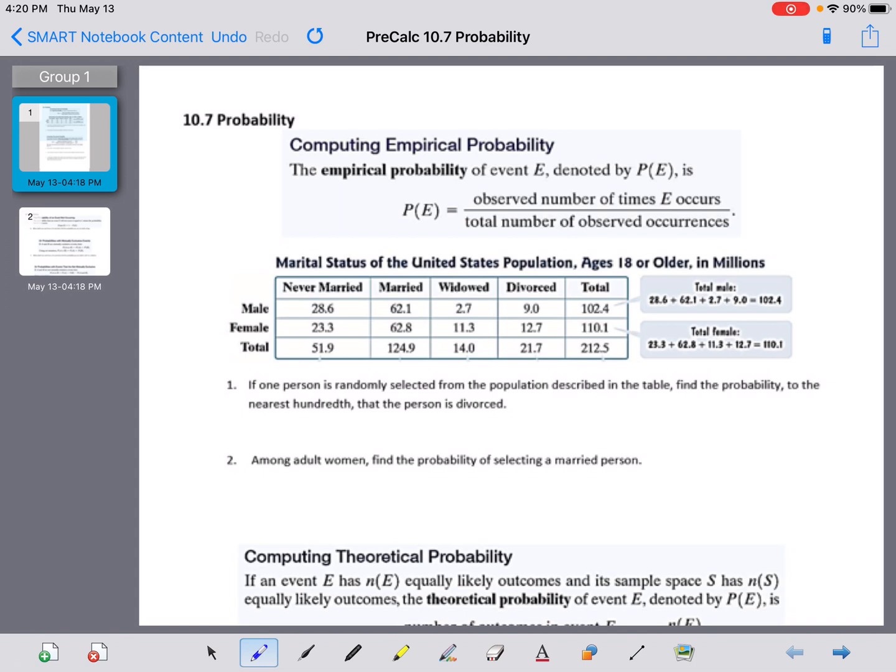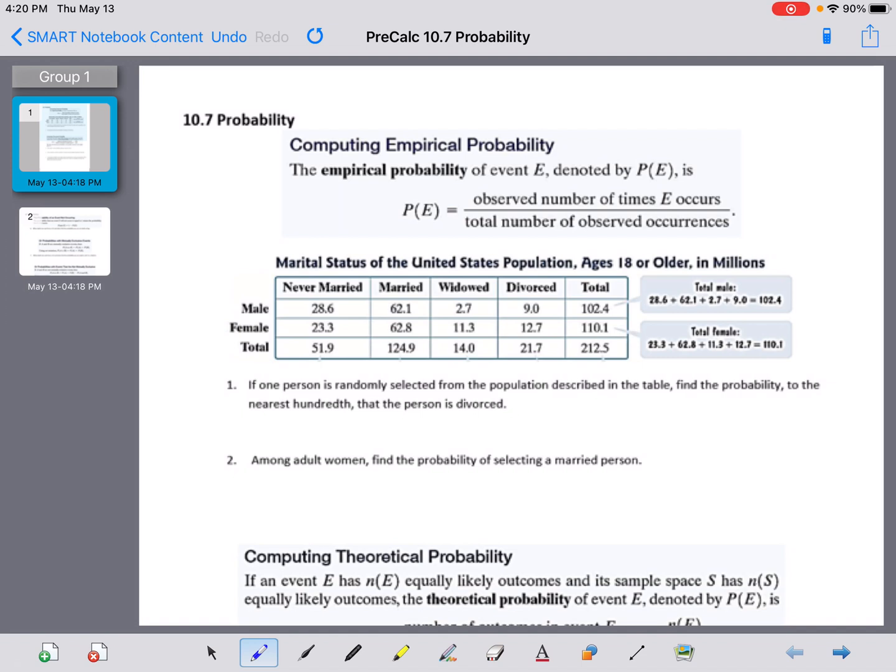So in this case, we have a chart here, the marital status of United States population ages 18 or older in millions. And the data they collected were from males and females, if they've never been married, if they've been married, if they've been widowed, if they divorced, and the total number that they found. So in this case, there's 102.4 million males that were surveyed, and 110.1 million females that were surveyed, and they fit in one of those categories, okay? And then it gives us the total of everything.